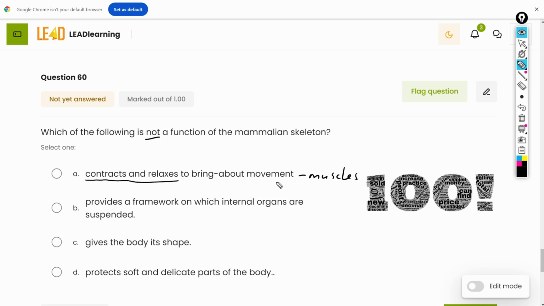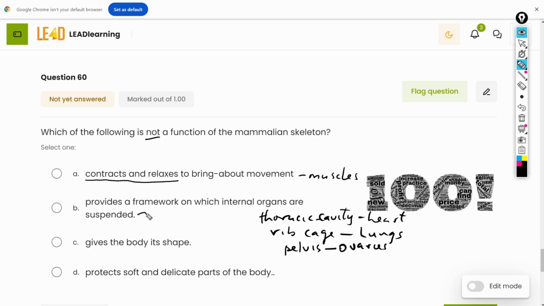B provides a framework on which internal organs are suspended. Now, this is a true function of the mammalian skeleton. For example, in the thoracic cavity, the heart is suspended there. The rib cage suspends the lungs. In fact, the pelvis holds the ovaries in female animals. So this is a function.